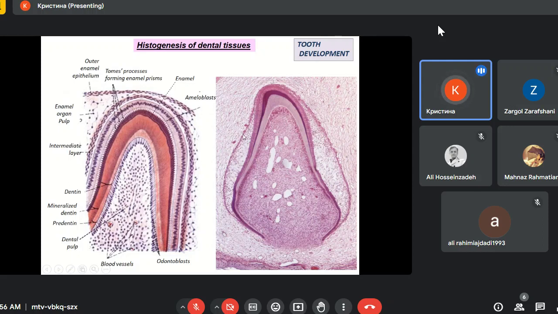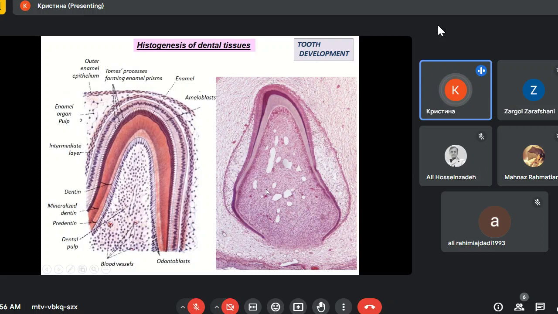In the lower region, we see here outer enamel epithelium and stellate reticulum. Intermediate epithelium should be closely located to the ameloblast. In this region, you see that in this area, the outer epithelium meets with inner enamel epithelium, and this will be called the cervical loop. And in this area also, the cervical loop will form the root of the tooth.